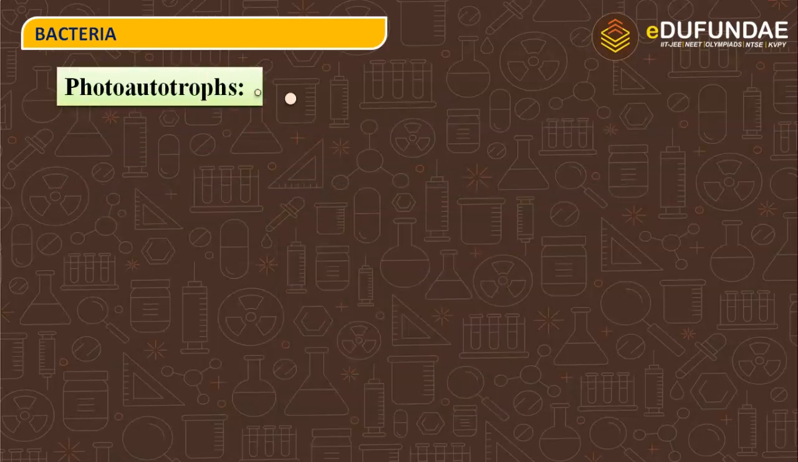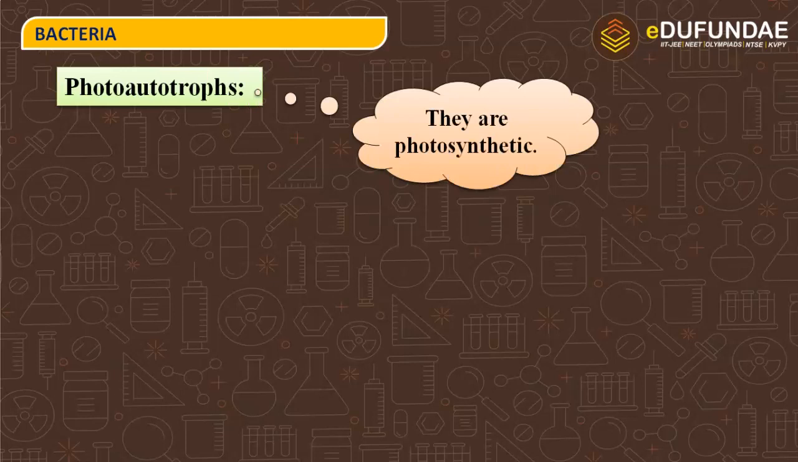The photoautotrophs. They are photosynthetic in nature because they are autotrophic, they are making their own food, and they are photoautotrophic, that means they are performing the role of photosynthesis because the light is coming to them and they are utilizing that light to prepare their food, and that is why they are photoautotrophs.